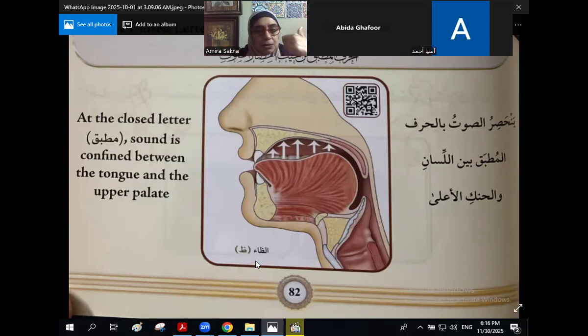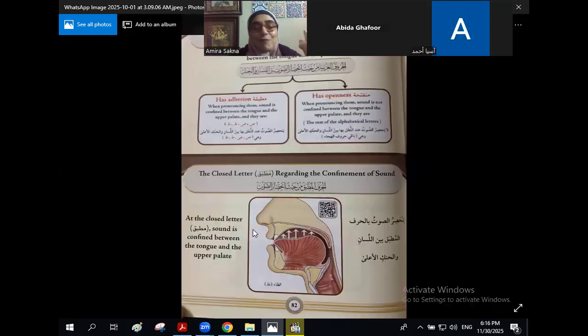The same with طا, try it with me: the tip of the tongue with the roots of the upper central incisor. It's confined. Of course, it's confined. Fine.